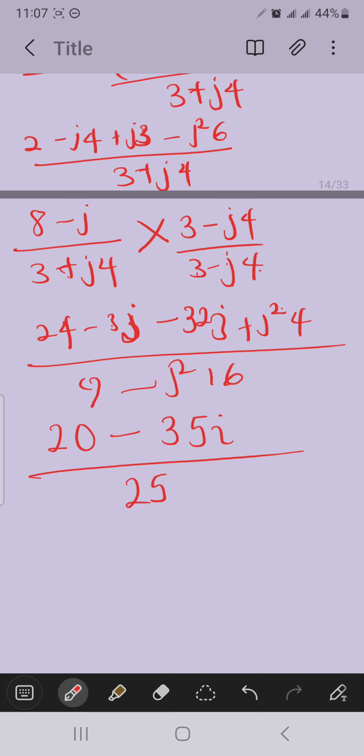5 is common to both sides. 5 here, 4. 5 here, 7i over 5. So this is going to be the answer, and I hope you understand.